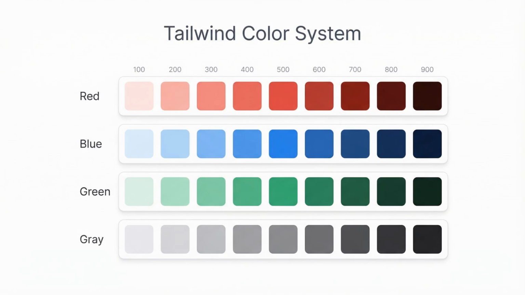Tailwind comes with a comprehensive built-in color system. Each color has a range of shades, from 100, which is very light, all the way to 900, which is very dark. So text-red-100 would be a very pale red, while text-red-900 would be a deep dark red. This system applies not just to text color, but also to backgrounds, borders, and more. You get a full design palette right out of the box.